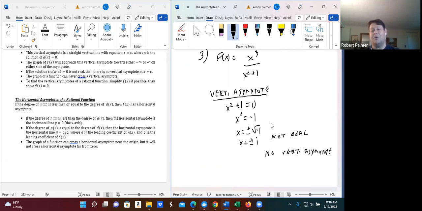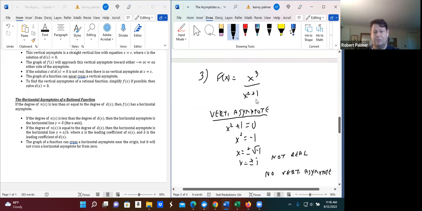Because a vertical asymptote occurs when the denominator is 0. In this case, our denominator can't be 0. We tried to set it equal to 0 and got an imaginary number, so your denominator will never be 0. So you won't have a vertical asymptote.